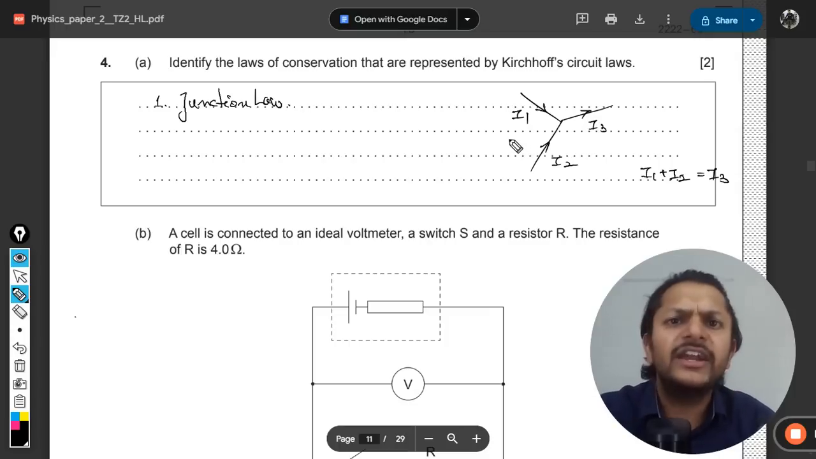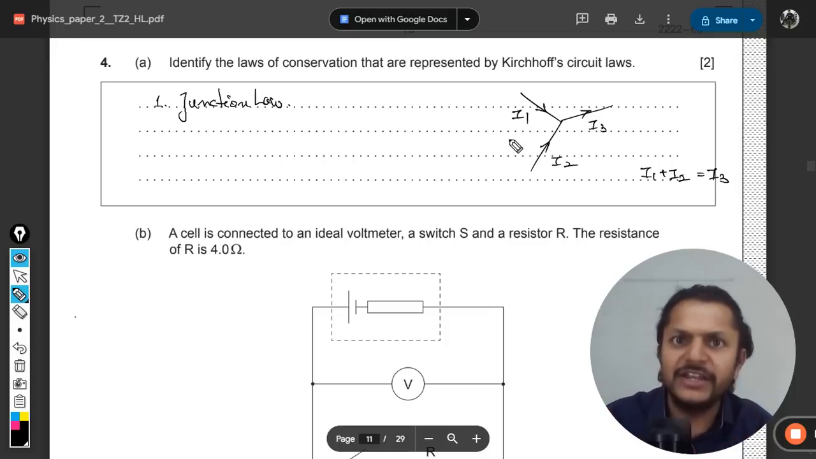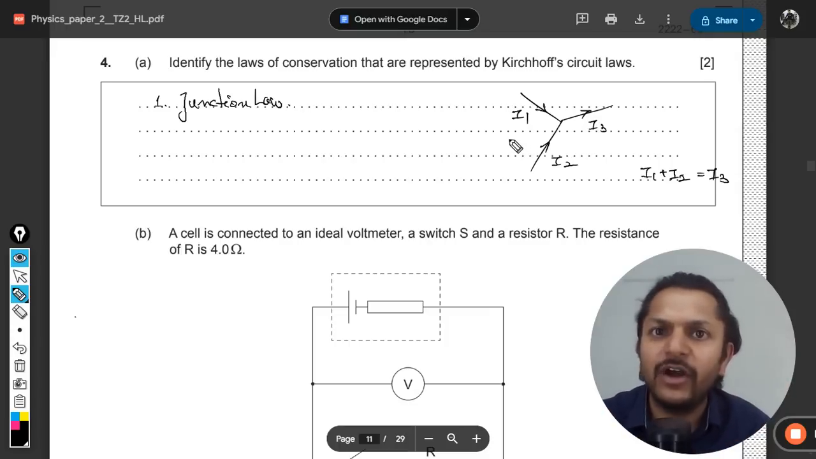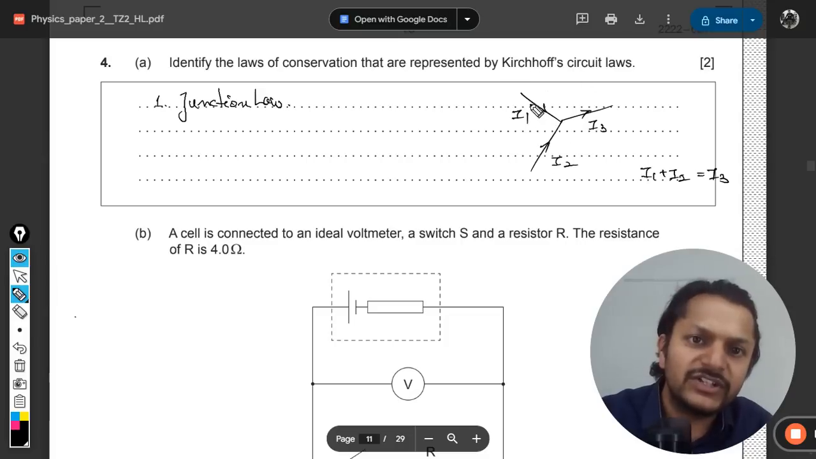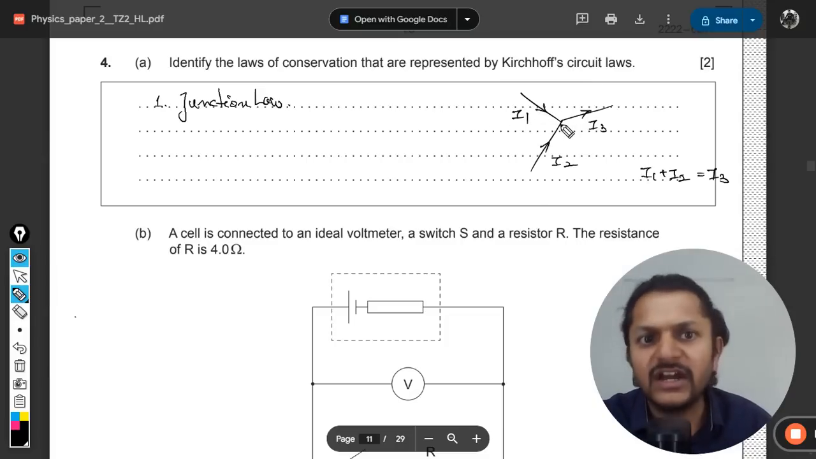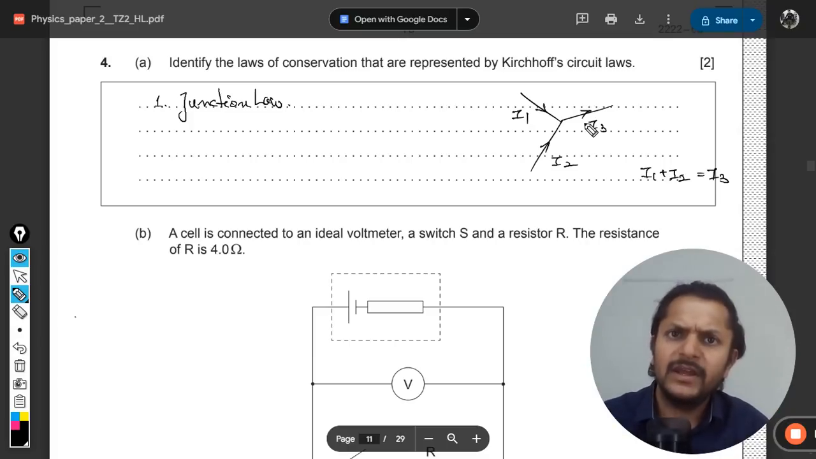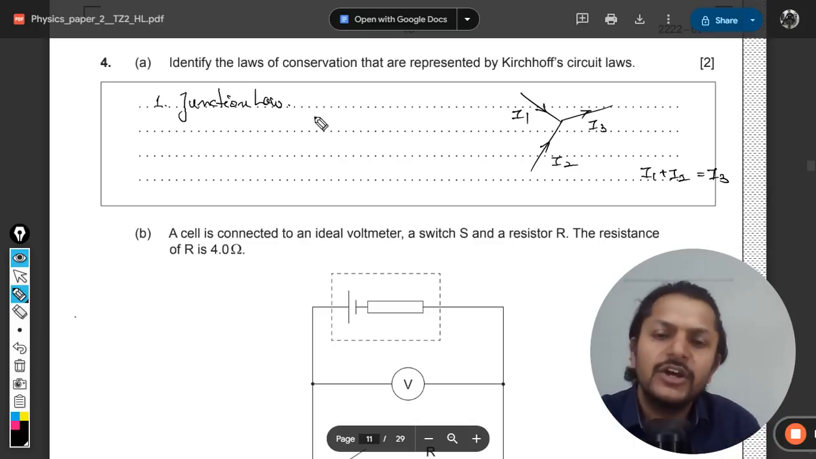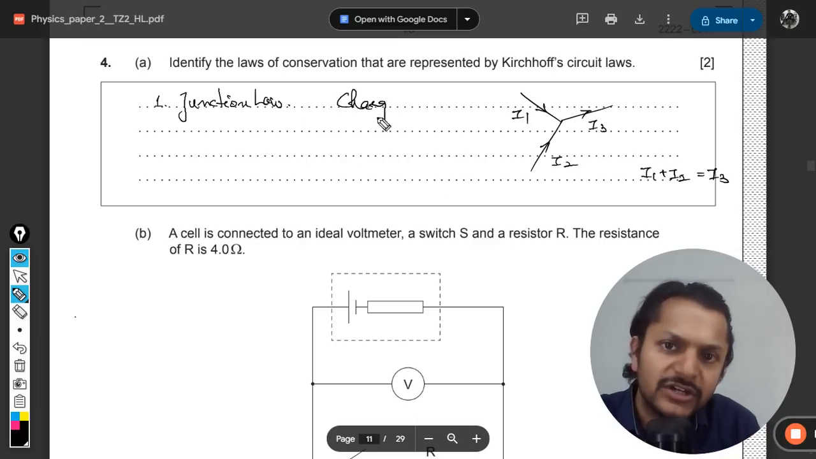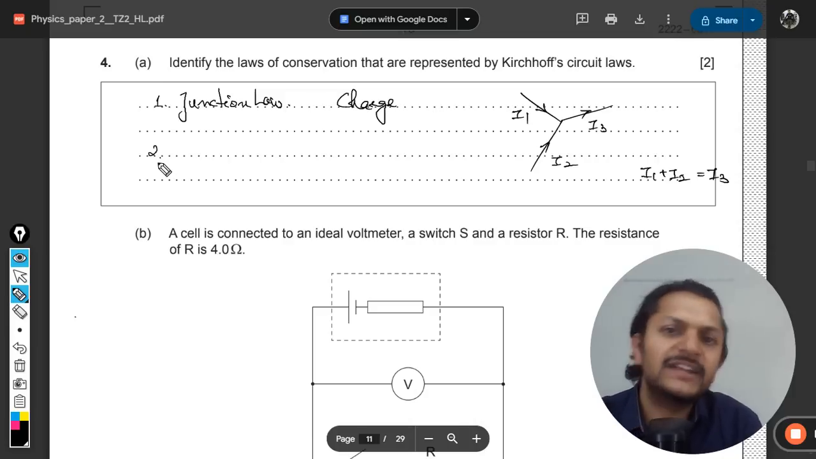So current is rate of flow of charge. So current is actually telling you how much charge is flowing in the wire in 1 second. So if this much of the charge is entering here, this much of the charge is entering from the other side, obviously charge cannot be created nor destroyed. Where will the charge go? This is the charge conservation principle, and so the charge will be conserved. So number one is charge. But that's not the complete story.